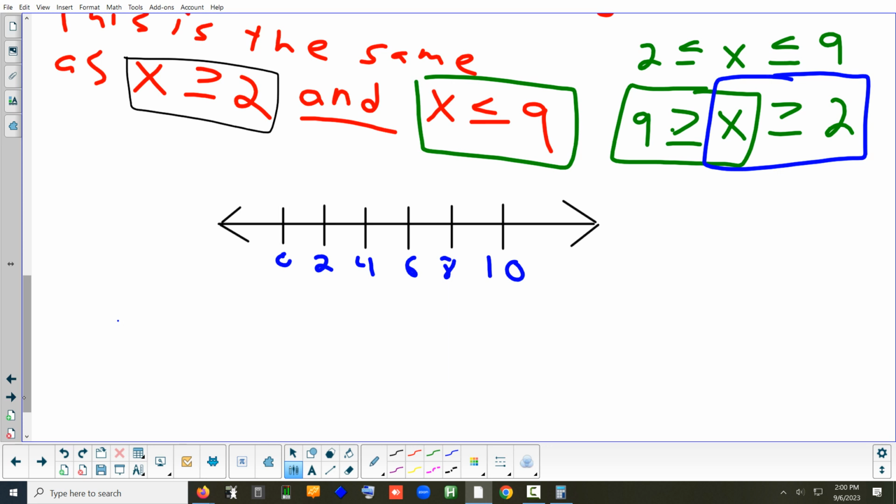Circles. Okay, what kind of circle are we going to put on 2? Yep. Closed circle. What kind of circle are we going to put on 9? Closed. It doesn't have to both be closed. This one happens to be, but it might not always be. There's my closed circle on 9. And where do I shade? In between. Everything that's greater than or equal to 2, but it also has to be less than or equal to 9. So when you have an and, you usually shade between. Just like this.